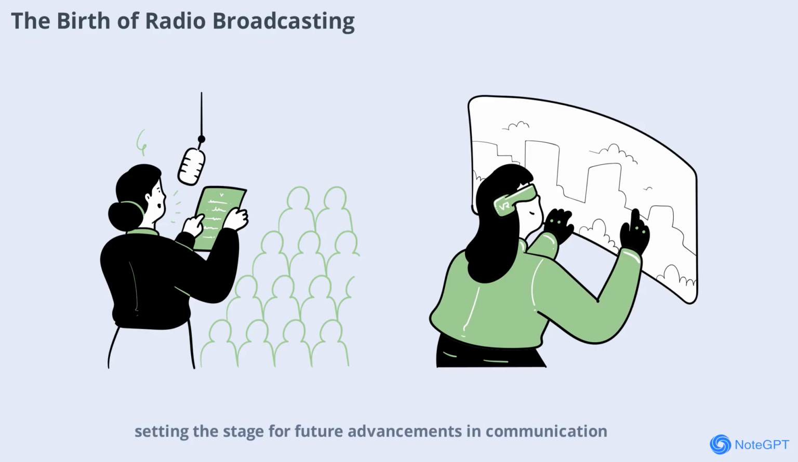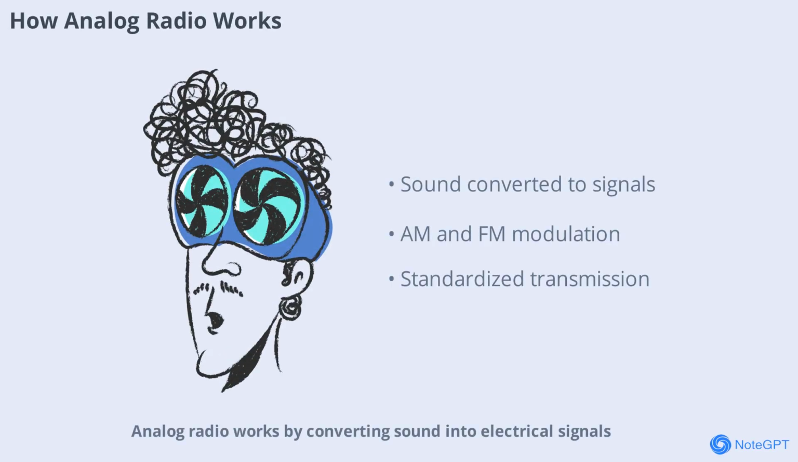Analog radio works by converting sound into electrical signals, which are then modulated onto radio waves. These waves travel through the air and are picked up by radio receivers, which demodulate the signal back into sound. The two main types of modulation used are amplitude modulation (AM) and frequency modulation (FM). Each has its own advantages and challenges, but both rely on standardized methods to ensure compatibility between transmitters and receivers. This standardization made it possible for millions of people to tune in to the same broadcast, no matter where they were.